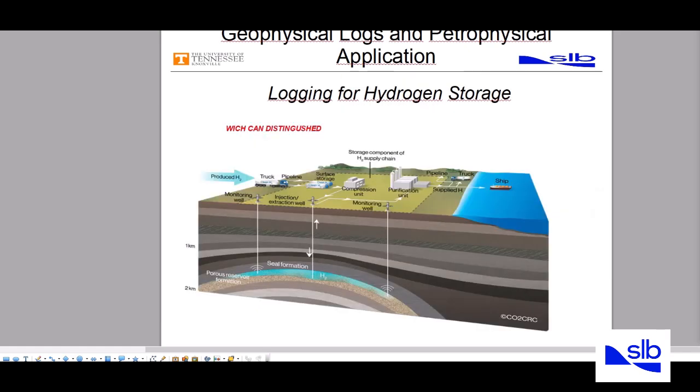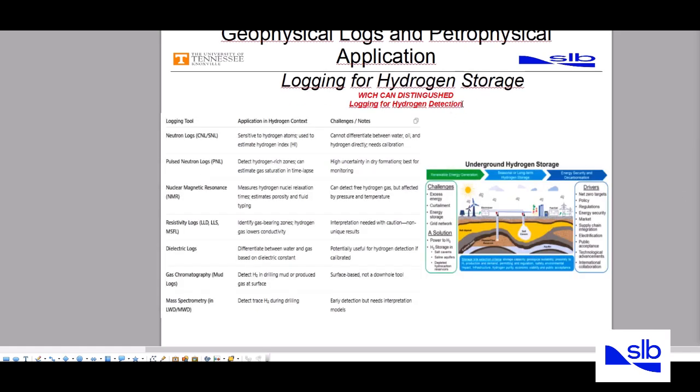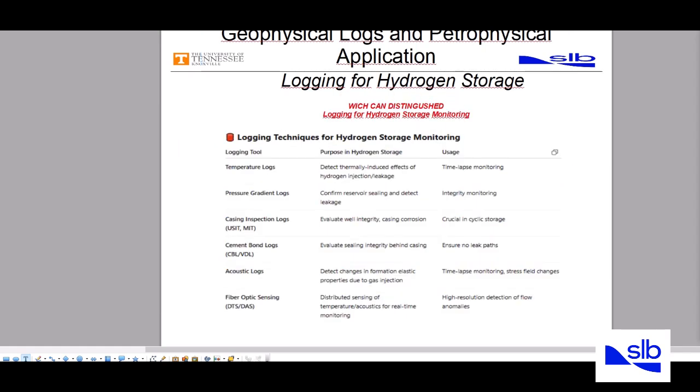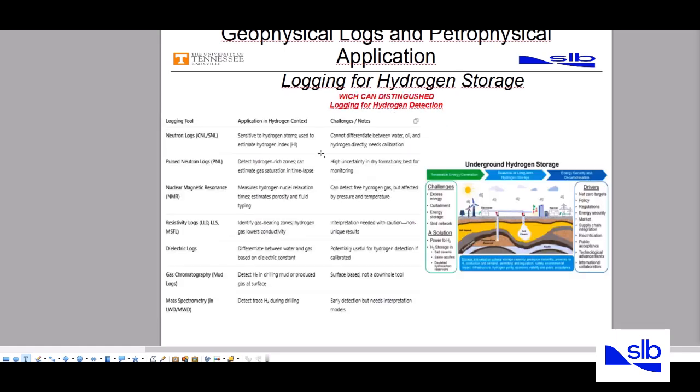So we are talking about logging for hydrogen conditions. And it is possible to distinguish two kinds, for example, logging for hydrogen detection and also logging for hydrogen storage. Starting from the first phase, logging for hydrogen detection is for the exploration of rocks and the like.